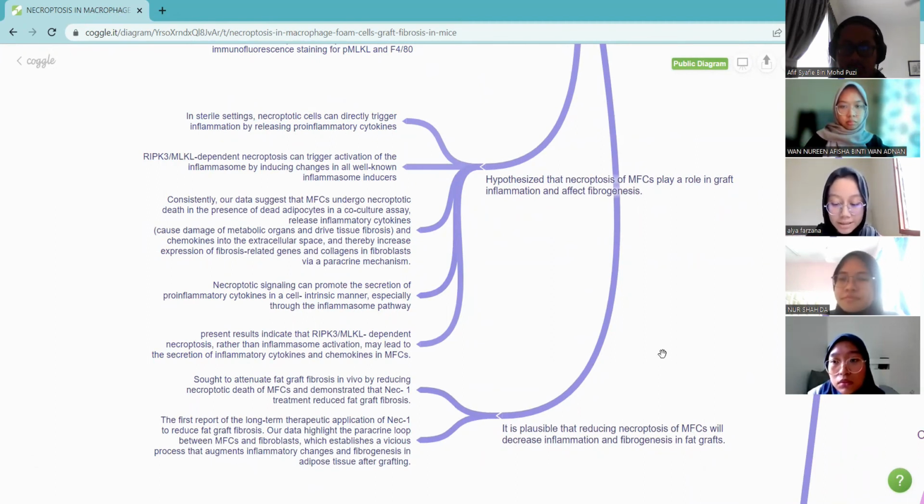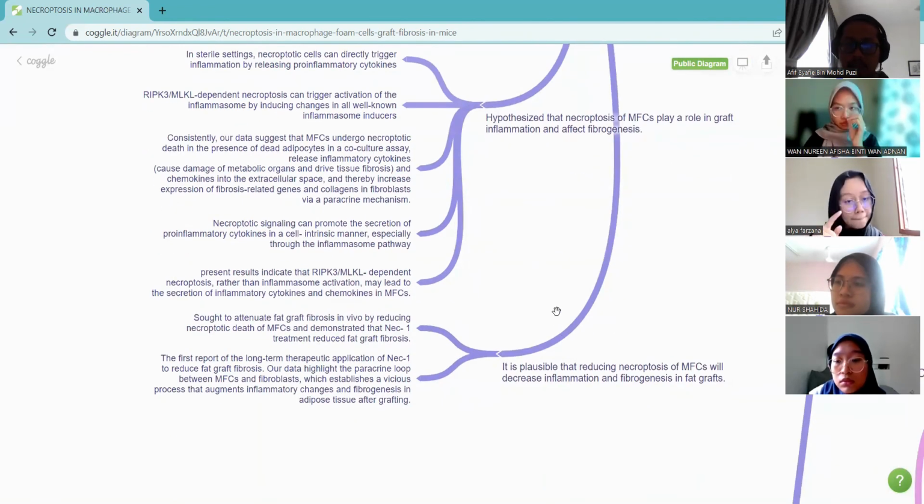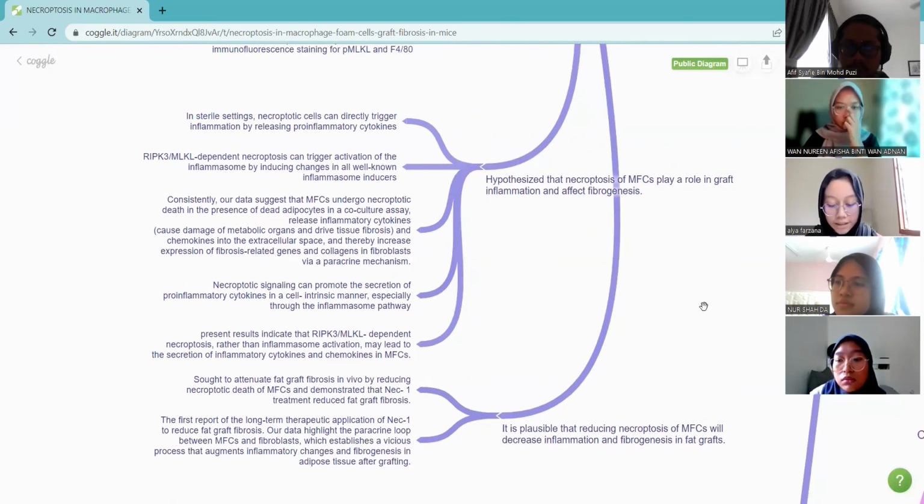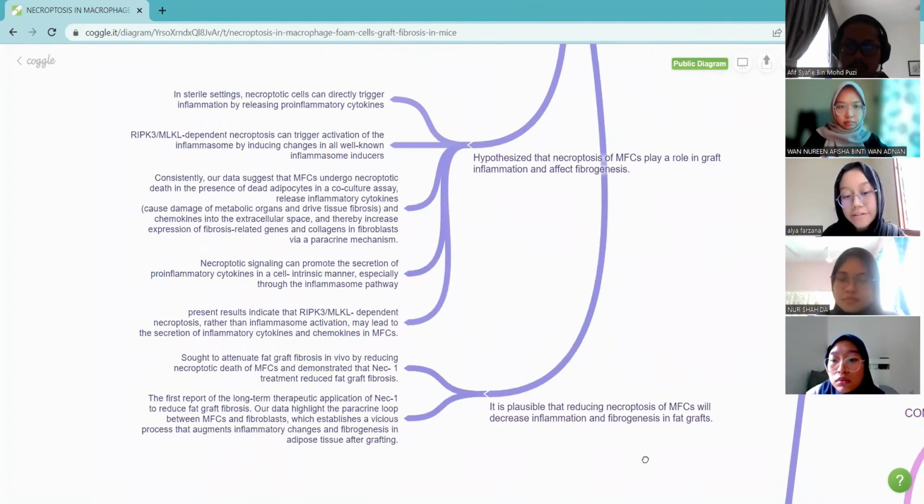They found that necroptotic signaling can promote the secretion of pro-inflammatory cytokines in a cell-intrinsic manner, especially through the inflammatory pathway. These present results indicate that RIPK3 and MLKL-dependent necroptosis, rather than inflammatory activation, may lead to the secretion of inflammatory cytokines and chemokines in MHCs. So taken together, it is plausible that reducing necroptosis of MHCs will decrease inflammation and fibrosis in fat grafts.